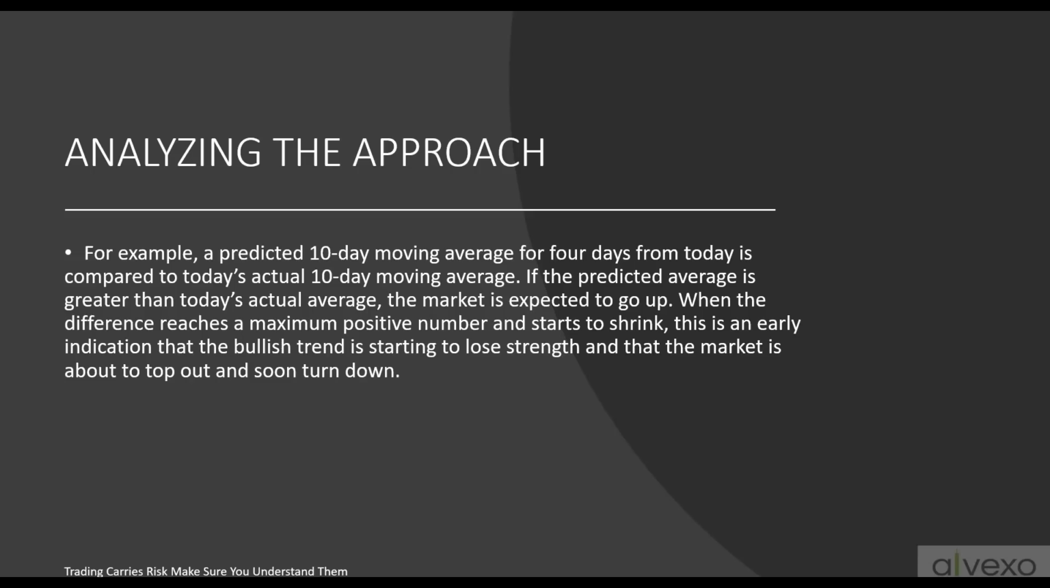For example, a predicted 10-day moving average for 4 days from today is compared to today's actual 10-day moving average. If the predicted average is greater than today's actual, the market is expected to go up. When the difference reaches a maximum positive number and starts to shrink, that's an early indication that the bullish trend is starting to lose strength and that the market is about to top out or soon turn downward.